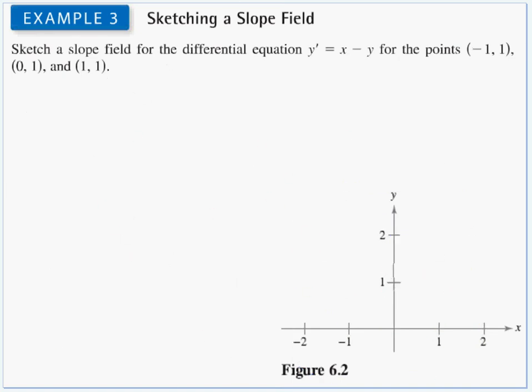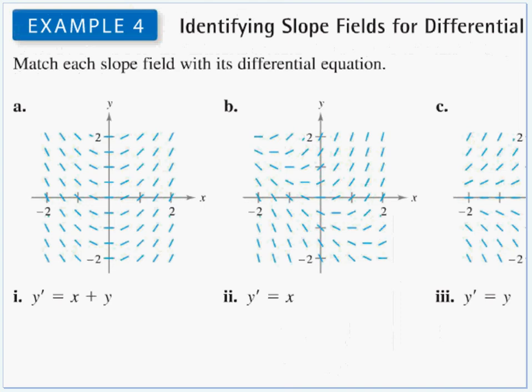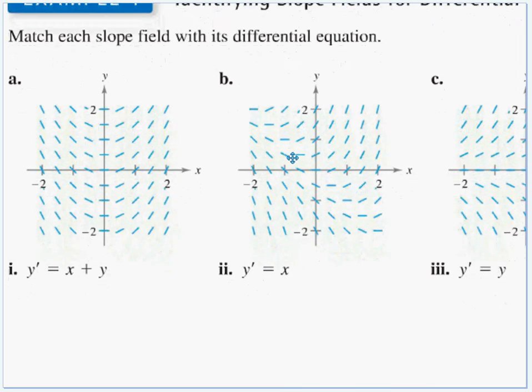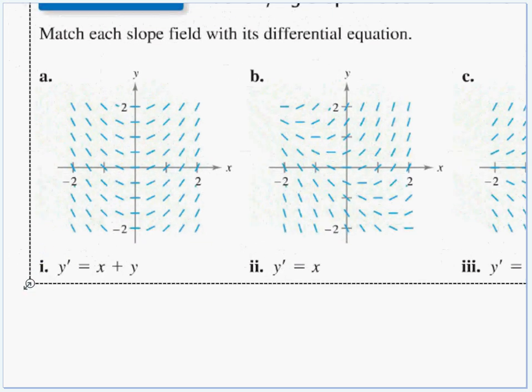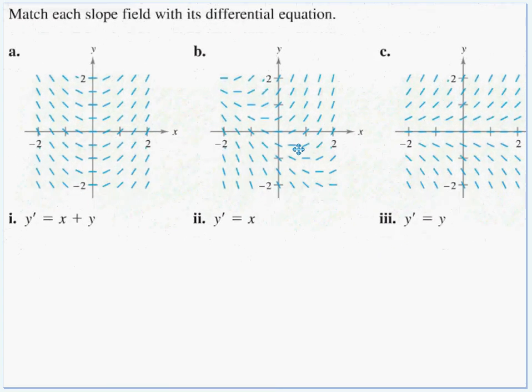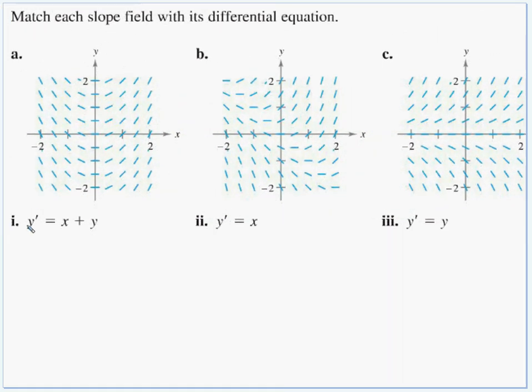And let's take a look at some. Here's a matching exercise, Example 4. Match each slope field with its differential equation. So let me move this up here, make it a little smaller. Let's look at our differential equations first. The first one here, the slope, y prime, is equal to the x-coordinate plus the y-coordinate. For the second one down here, the slope is equal to the x-coordinate. And for the third one, y prime, or the slope, is equal to the y-coordinate. So let's look at these graphs and see if we can figure an easy one out.